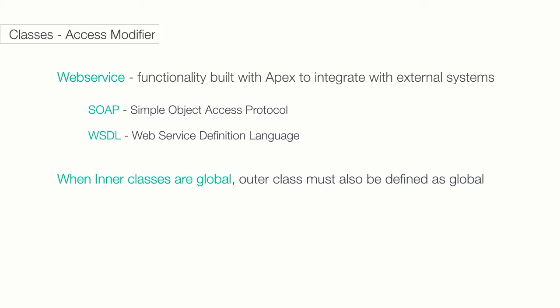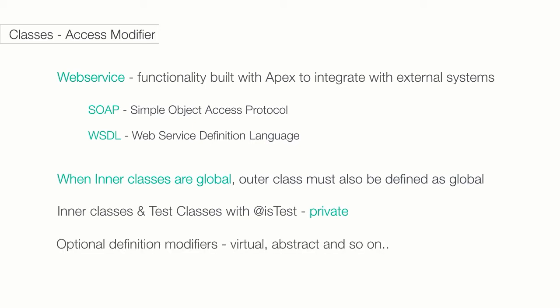I want to make a small note here. You don't have to use an access modifier in the declaration of an inner class. The default access for an inner class is private. The private access modifier declares that this class is only known locally, that is, only by this section of the code. There are optional definition modifiers such as virtual, abstract, and so on.